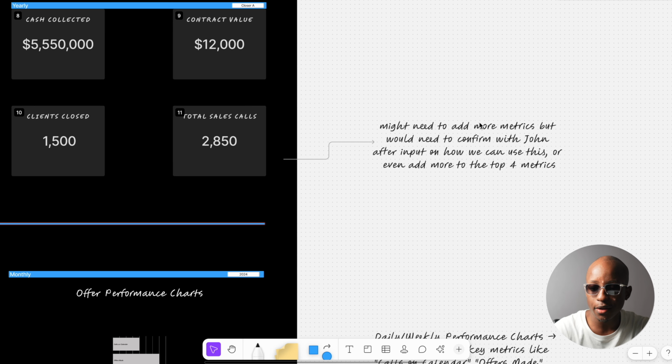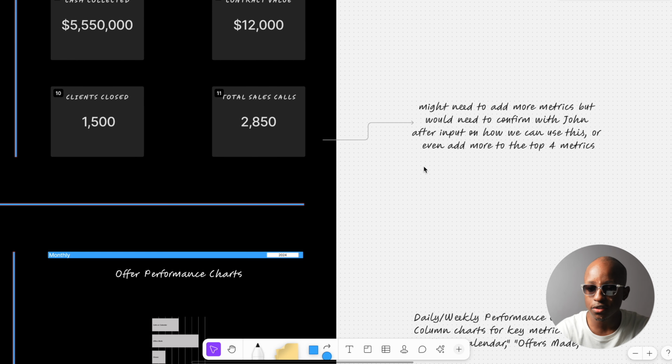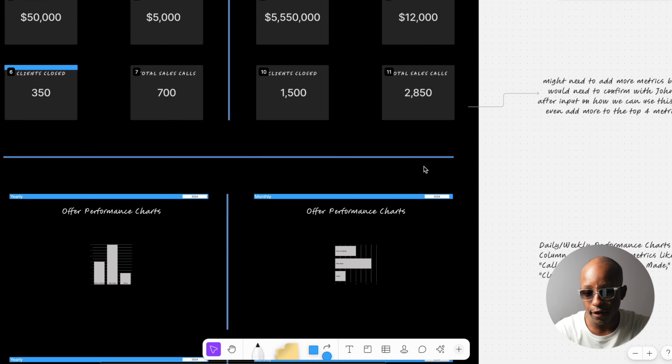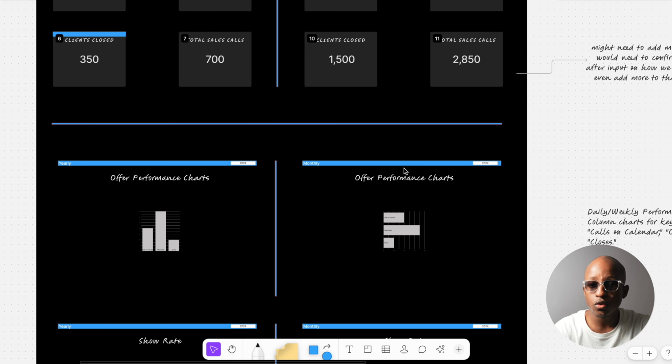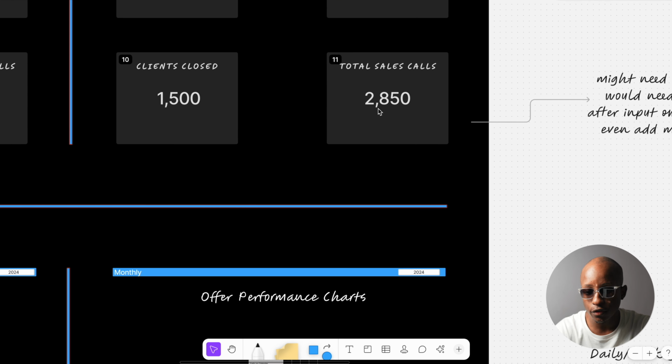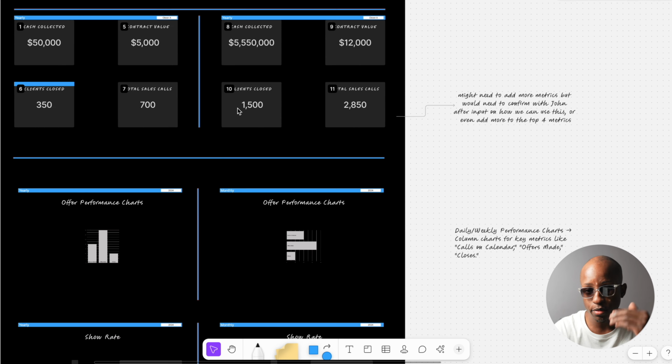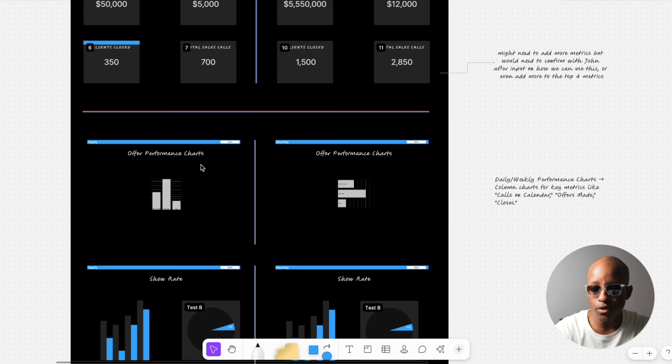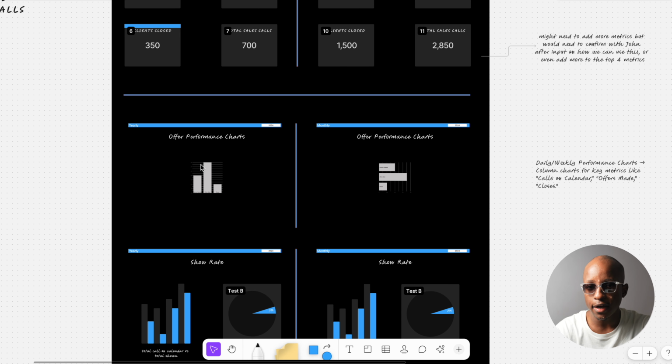So we might need to add more metrics depending on what would be needed on this specific one, and then ultimately make sure that we have the total sales calls that are booked over here, and then we have this, and then we have a percentage of it underneath. The main use case for this is ultimately to guide the team in understanding what their metrics are, and the number one step is being able to plan it.